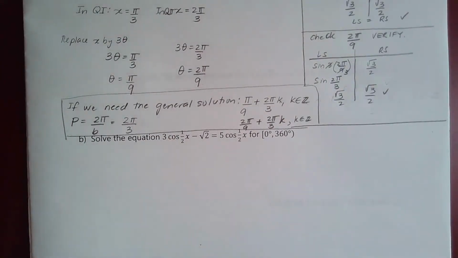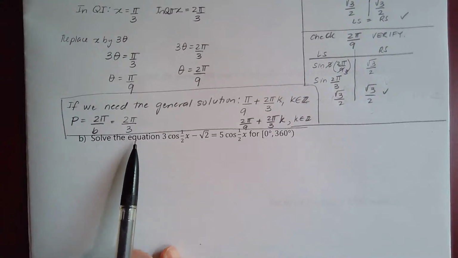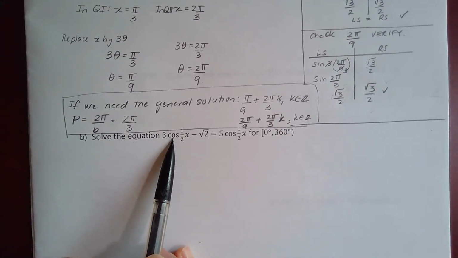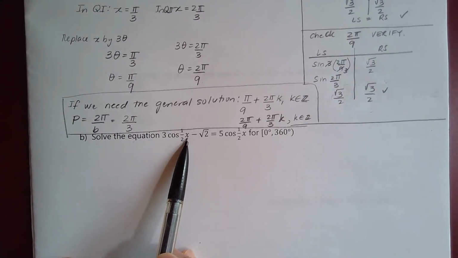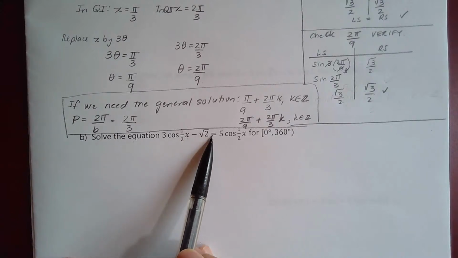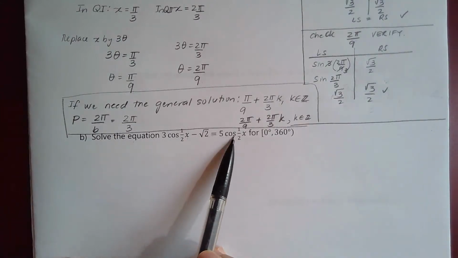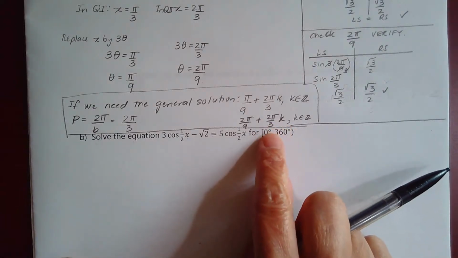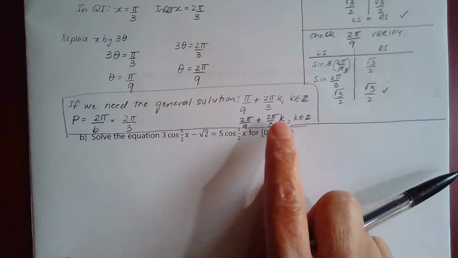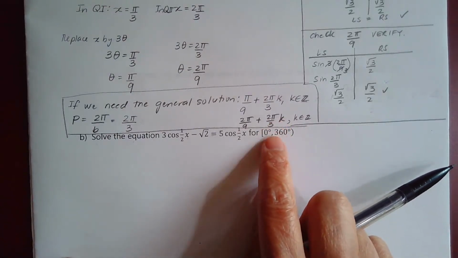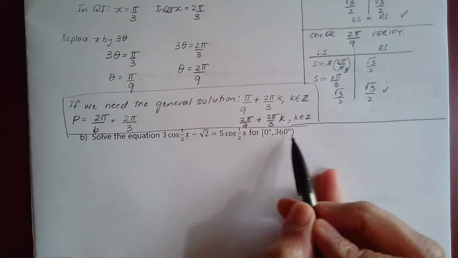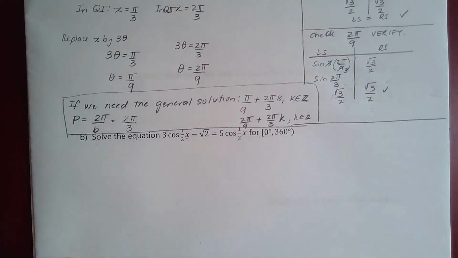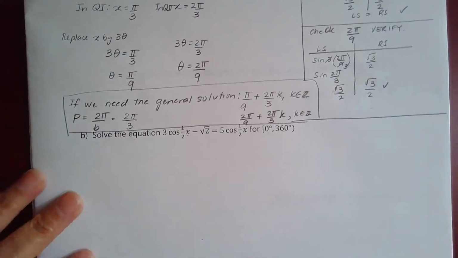Now, let's take a look at letter B. Example 5, question B. Solve the equation 3 cos of 1/2 x minus root 2 equals 5 cos of 1/2 x. I've got to pay attention here: the domain is stated in degrees. So the domain, we're looking for x, where x is in degrees. So what can we do?